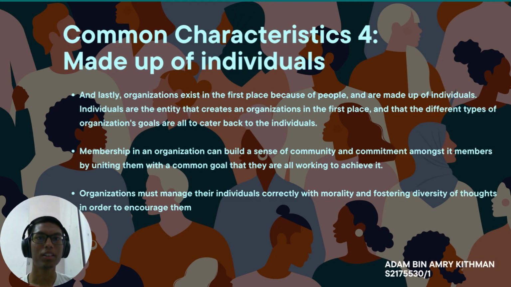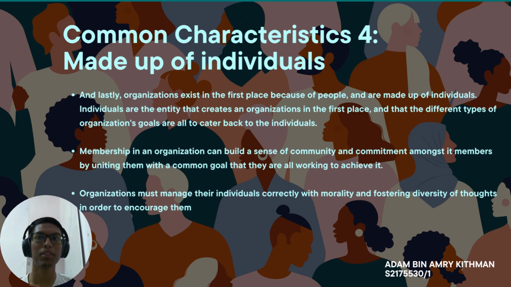And last but not least, an organization would not have existed in the first place if it weren't made up of individuals. Now, individuals or the members of an organization are what make an organization in the first place. It is not the resources that they have, nor the building that they are working inside, but it's the members who make the heart or the body of an organization.